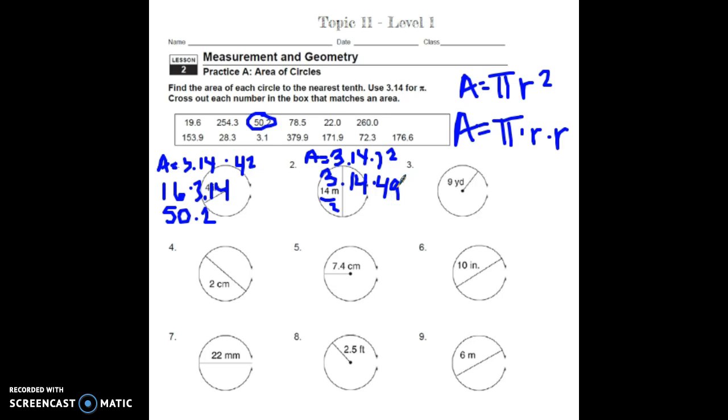If I were to put that in the calculator, 3.14 times 49, that gives us 153.86. If you round it to the nearest tenths, that means you get 153.9. So for number 2, you would do 153.9. Okay, go ahead and do that for the rest of the circles on questions 1 through 9.